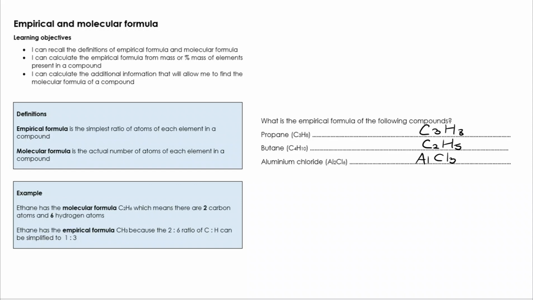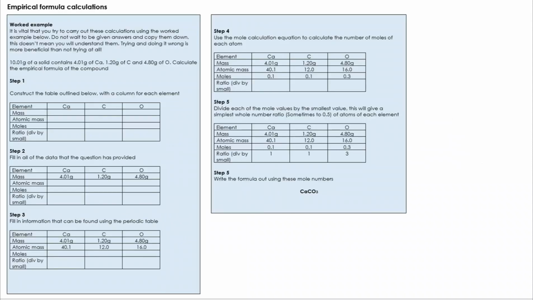Predominantly, however, empirical formula is based around calculations, and the majority of this video is going to be focused on looking at examples. Now, what I have here is a worked example, and you can see we're going through 5 different steps. Constructing a table that you've got to learn the structure of, adding in the masses, adding in the atomic masses, calculating moles, and then working out the mole ratios. And I'll talk about those as we go through the calculations.